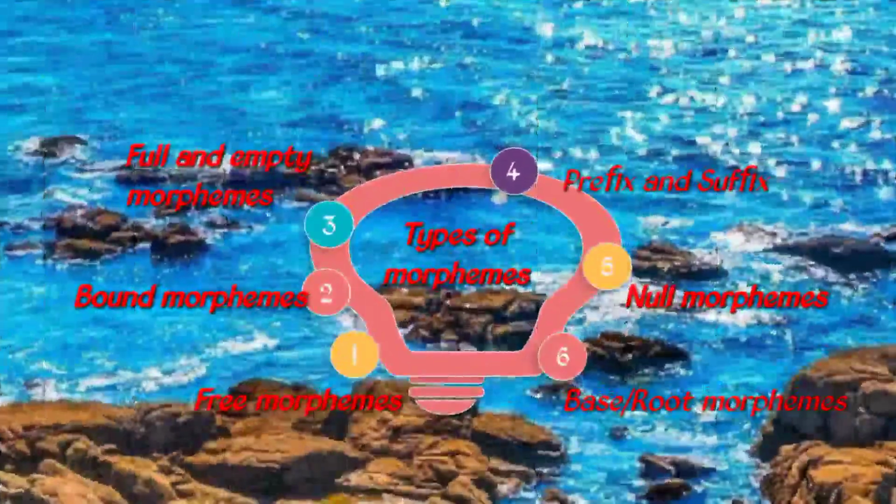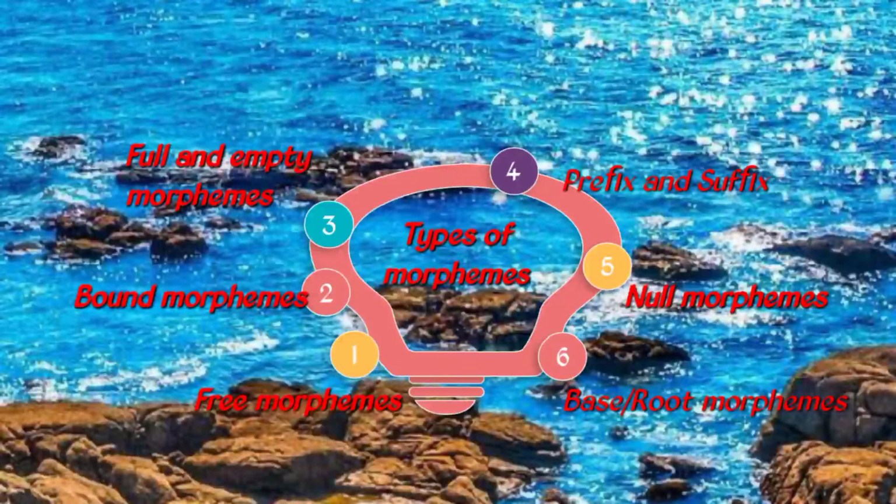Now, let's go to the types of morphemes. We have so many types of morphemes. Let's consider free morpheme, bound morpheme, full and empty morphemes, prefix and suffix, null morphemes, base or root morphemes. Now let me take you through all these types of morpheme.